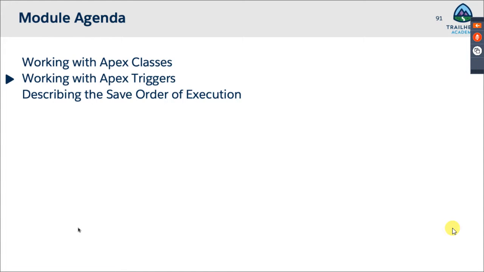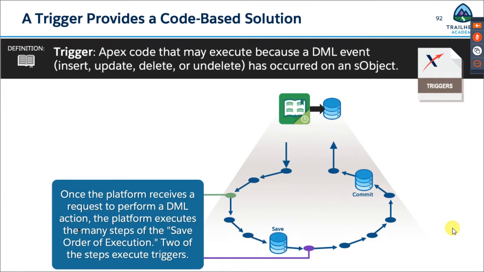So let's talk about triggers. A trigger is also a piece of Apex code that runs automatically whenever you modify records in the database, either because you create new records, you update those records, you delete those records, or you undelete those records. It is code that is going to be executed by Salesforce when the operation of saving the record is going on.